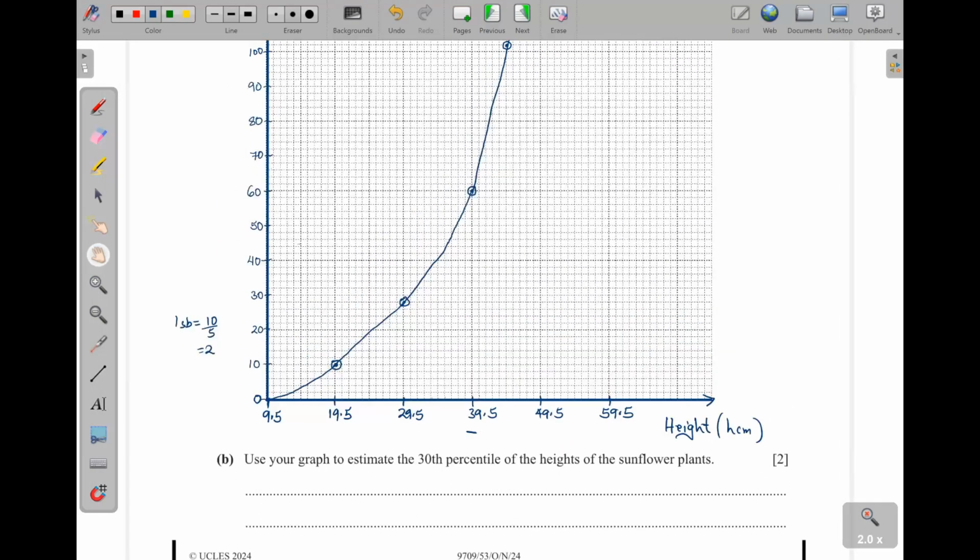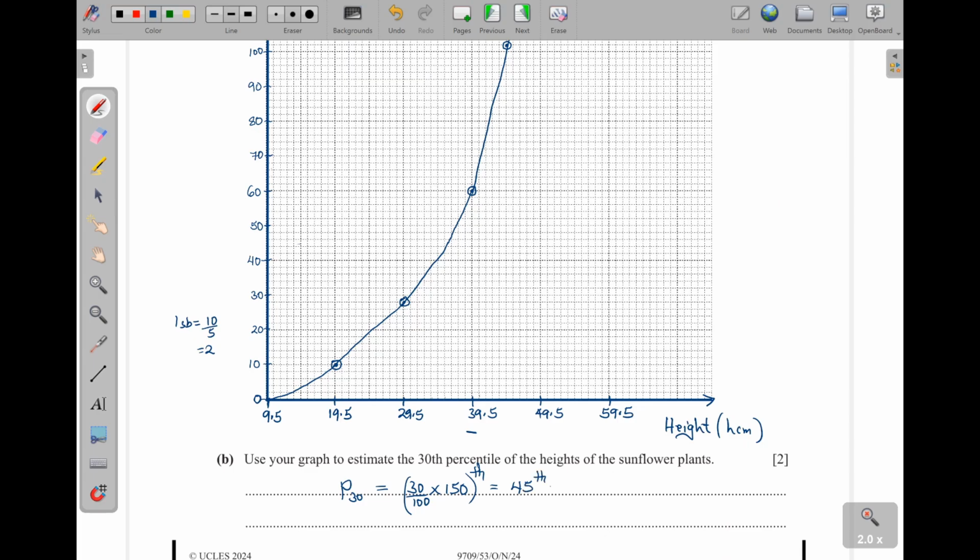Okay. Now part B, they are saying use your graph to estimate the 30th percentile of the heights of the sunflowers. A percentile is that number that divides the given distribution into 100 equal parts. So P30, we usually represent it with a P something, Pn. So P30 is going to be 30%. So you get 30% times the summation of F, which is given as 150. Okay. And then this one will give us 45.